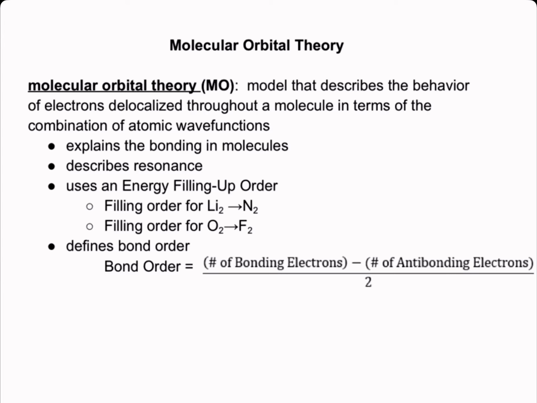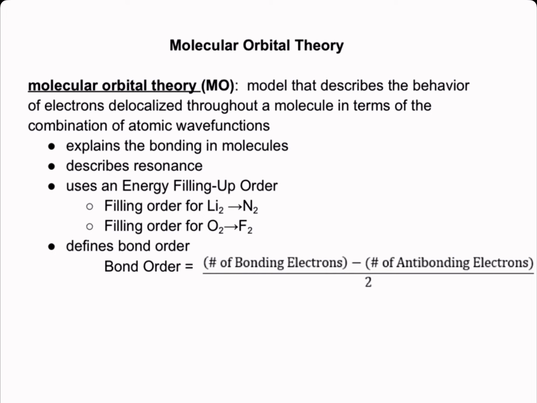We're going to talk about the molecular orbital theory and how to define bond order for the molecule. The molecular orbital theory is a model that describes the behavior of electrons delocalized through a molecule in terms of the combination of atomic wave functions. So the molecular orbital theory explains the bonding in molecules and can describe the resonance of the molecule.